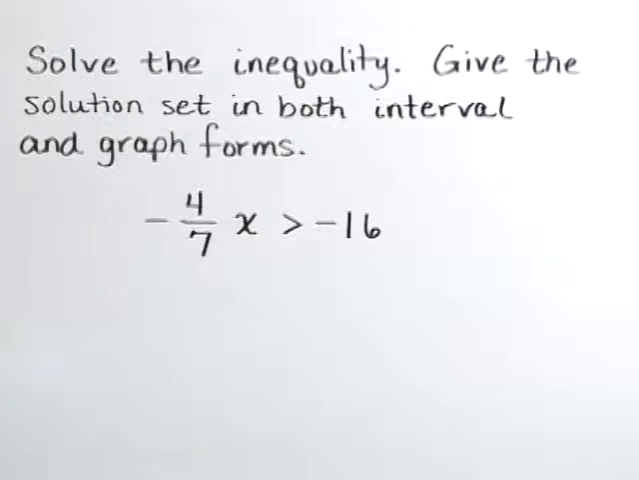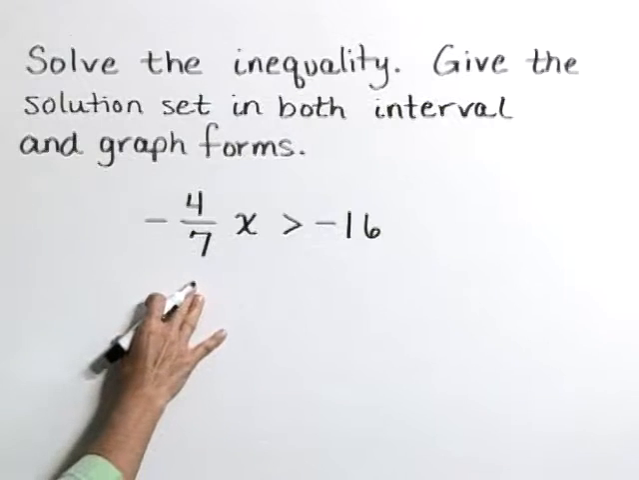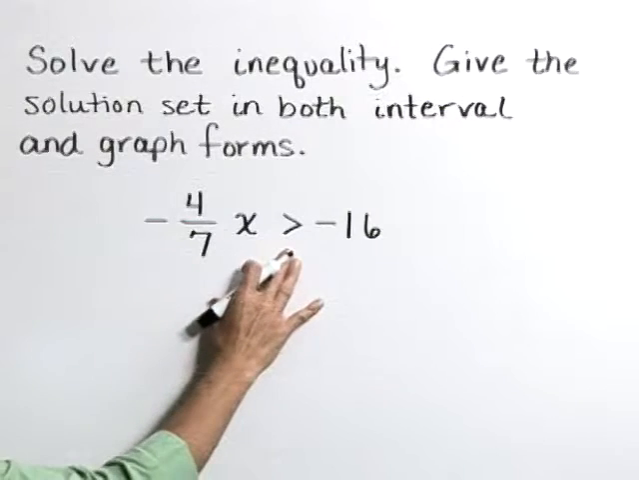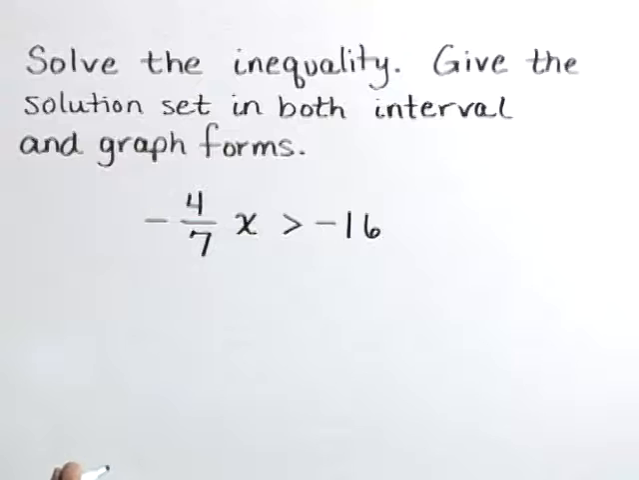Solve the inequality. Give the solution set in both interval and graph forms. Here we have the inequality statement. Negative 4/7 x is greater than negative 16.